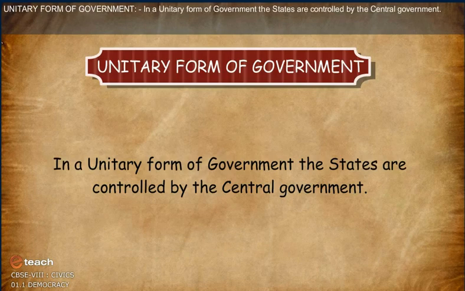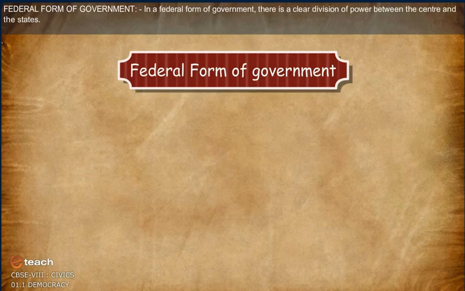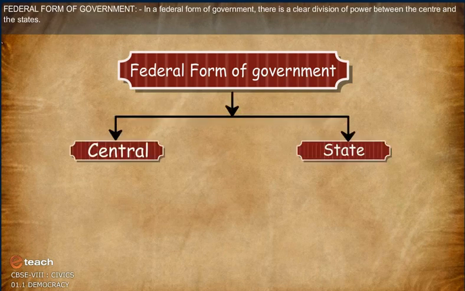Unitary form of government. In a unitary form of government, the states are controlled by the central government. Federal form of government. In a federal form of government, there is a clear division of power between the center and the states.